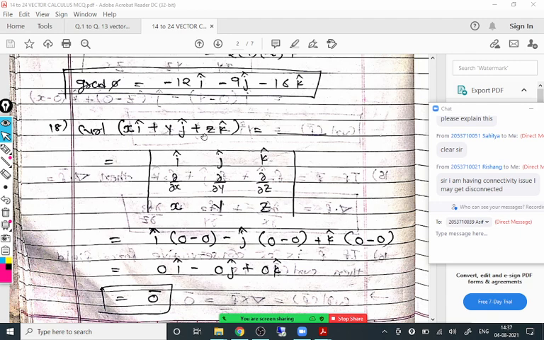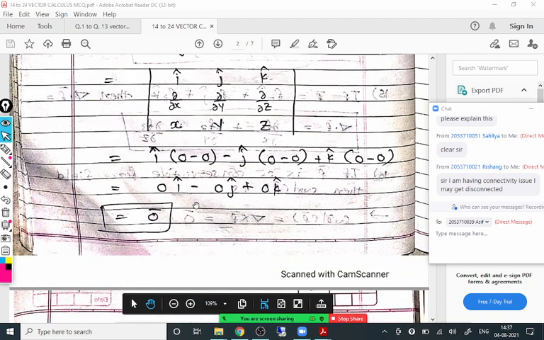18th. Curl of r bar. This curl of r bar should be 0. Already completed. I think this was already asked actually.